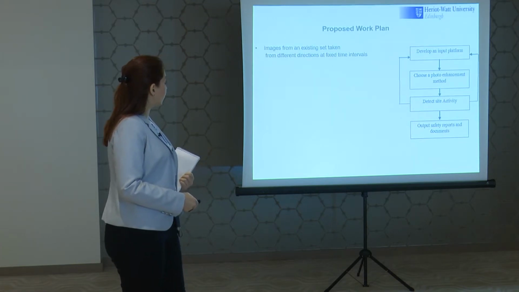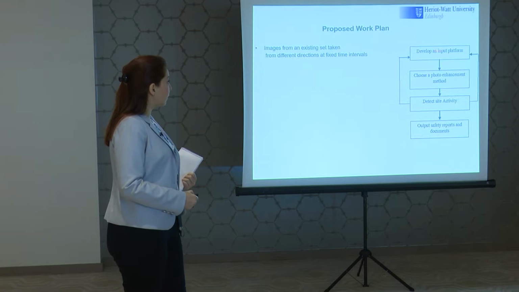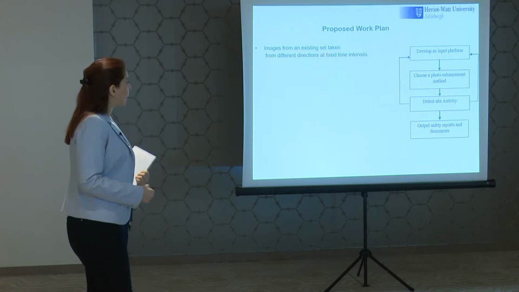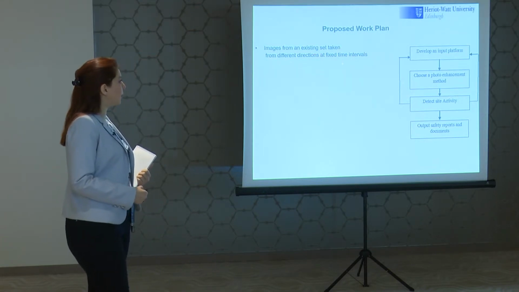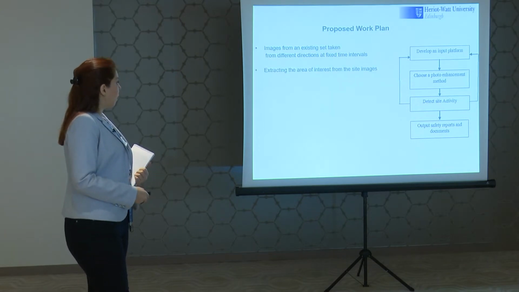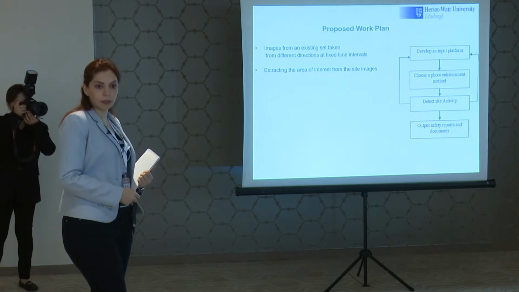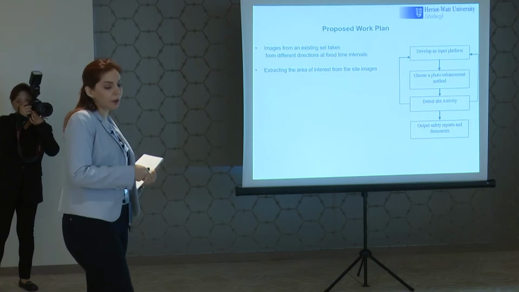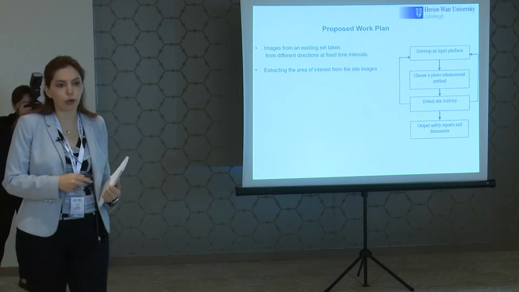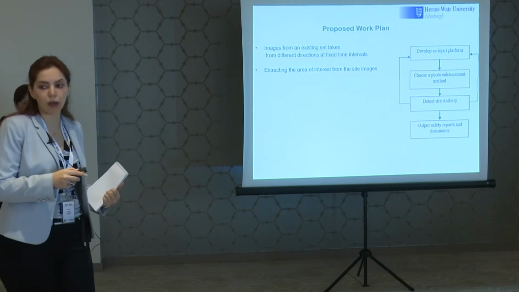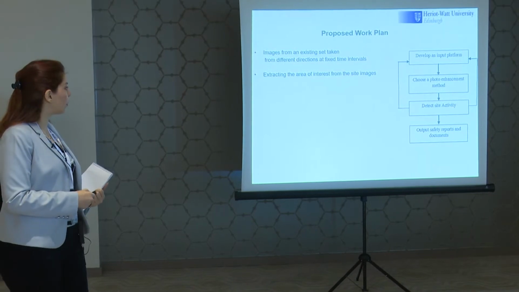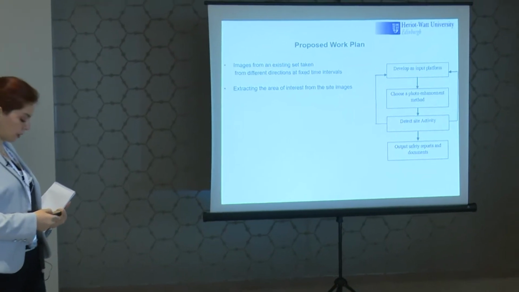So, the proposed work plan. The input is an image from the platform, from an existing set taken from different angles, as I mentioned: south, east, and west. And then we will extract the area of interest from the site image, which is the important part. At the beginning, we crop the unwanted parts, like the sky or the ground, and focus on the main area of interest.